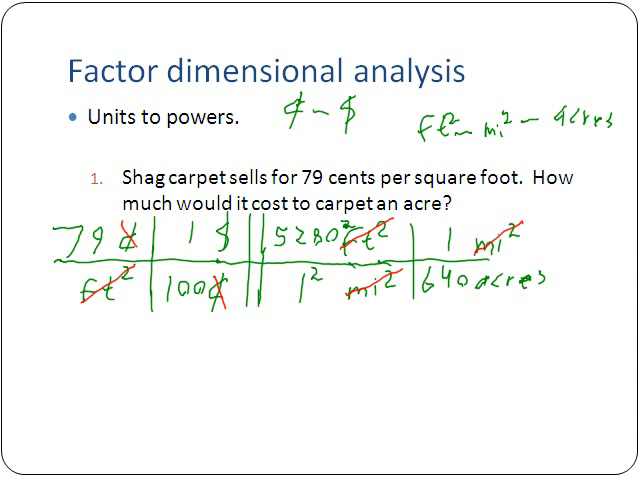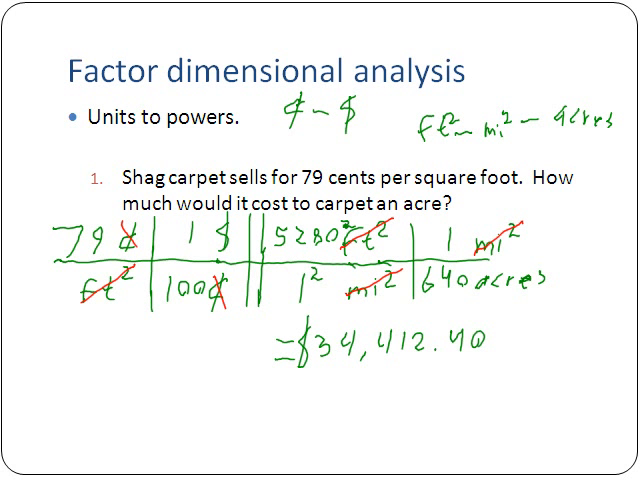And so let's go ahead and plug it into the calculator. Multiply across the top. 79 times 1 times 5,280 squared, make sure you square that, times 1 divided by 100, and then divided by 1 squared, and then divided by 640. And so once you put that into the calculator, that's going to give you a total of $34,412.40 is what you get for this.